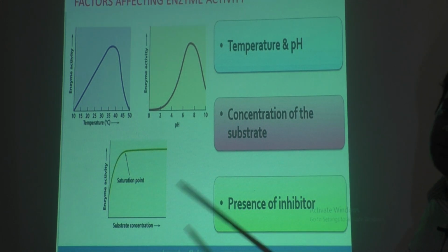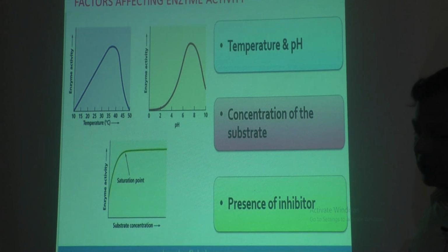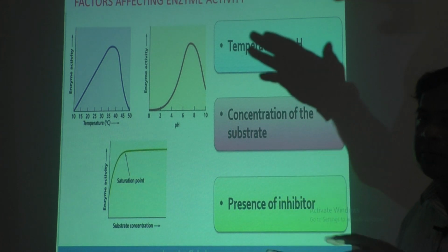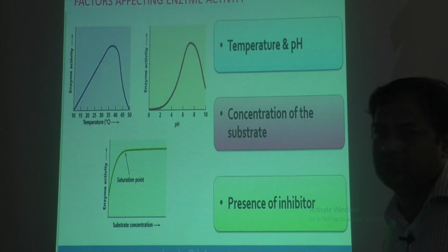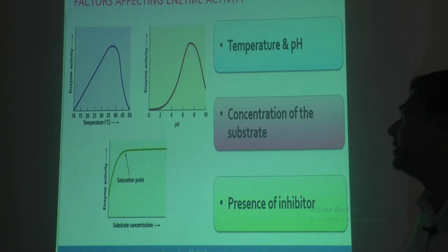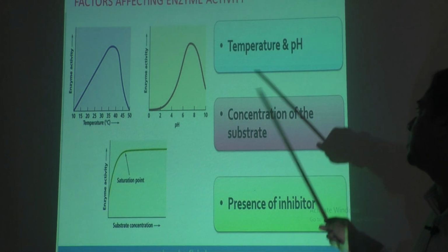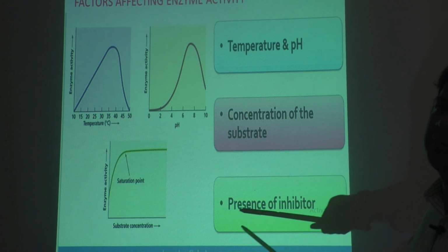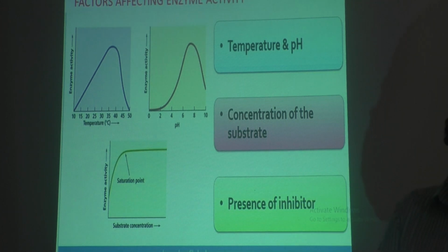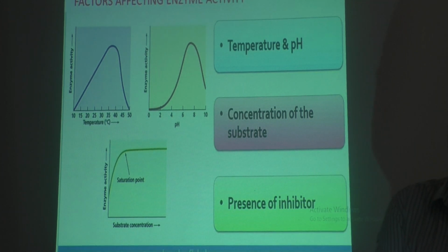Then the presence of an inhibitor: if some chemicals are there which will inhibit, meaning stop, enzyme activity, then enzyme activity is 0. Okay, so these are the factors which affect enzyme activity: temperature, pH, concentration of the substrate, and presence of an inhibitor. Now one by one we will see how they affect enzyme activity.